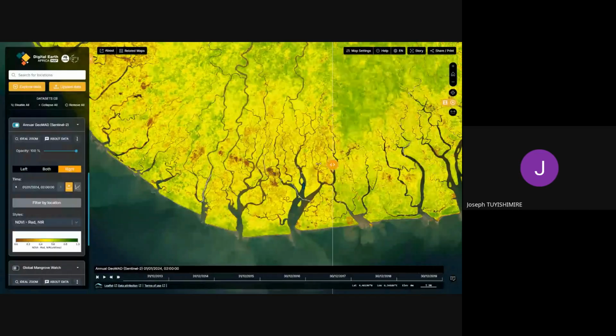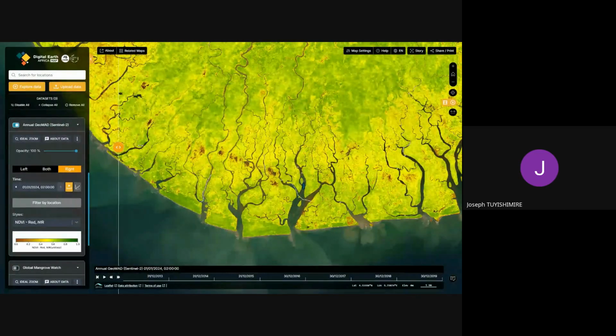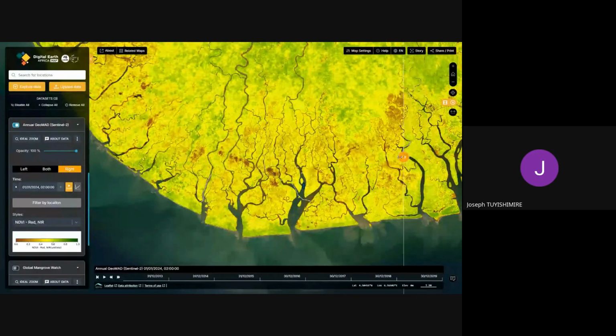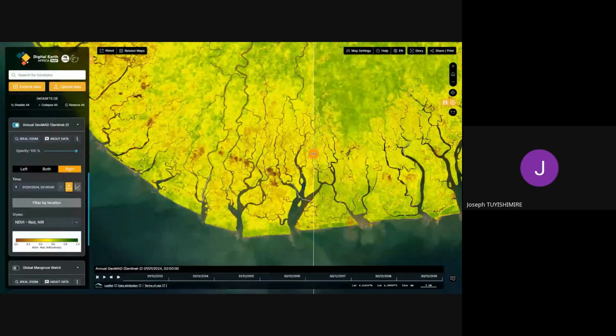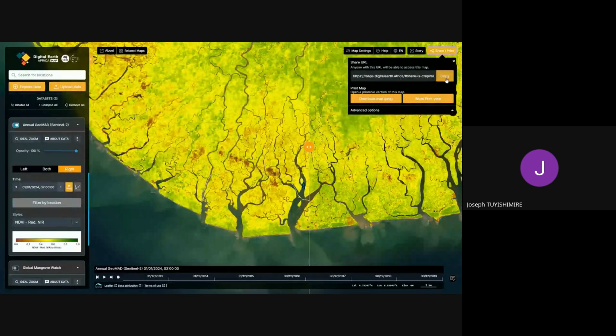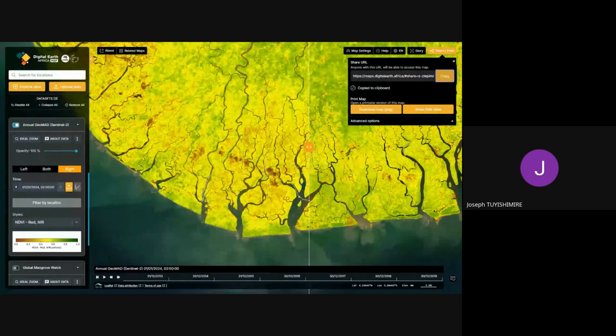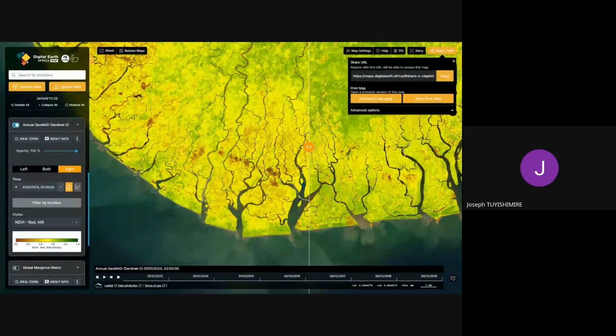You can actually say overall, the vegetation was getting restored if we compare 2017 and 2024. I think in 2024, the vegetation was behaving better. Then I can share this once again in the chat.